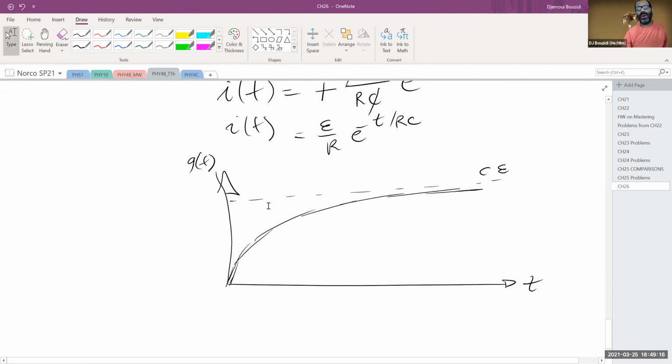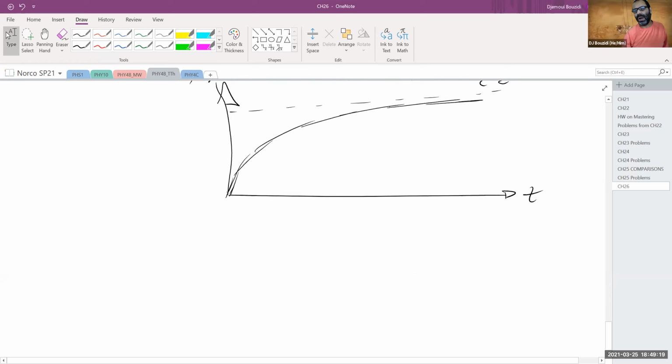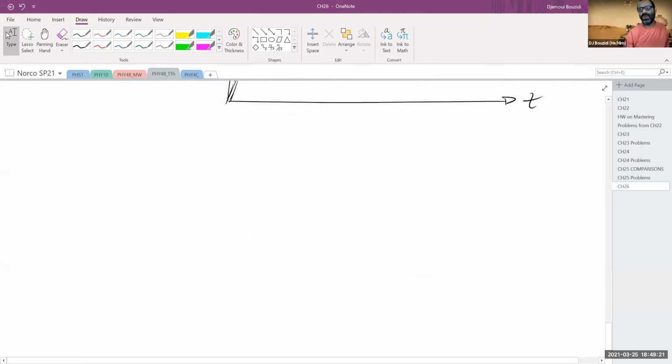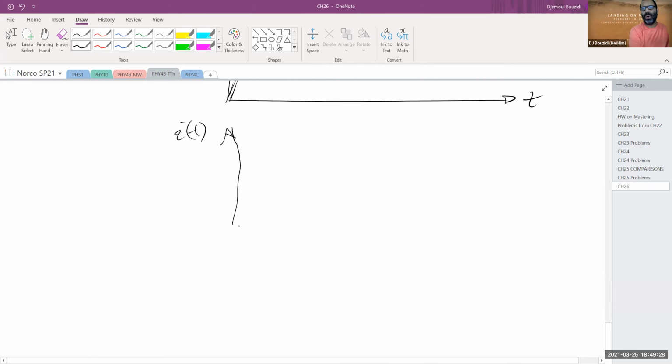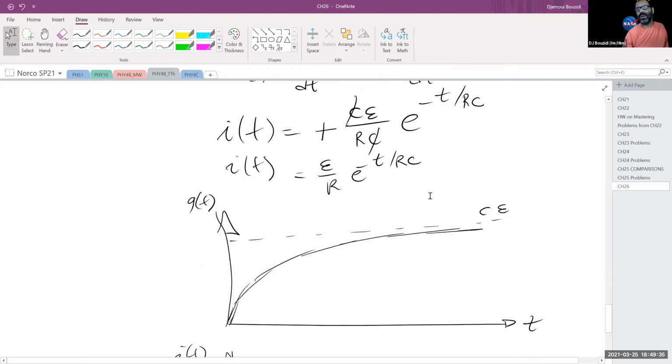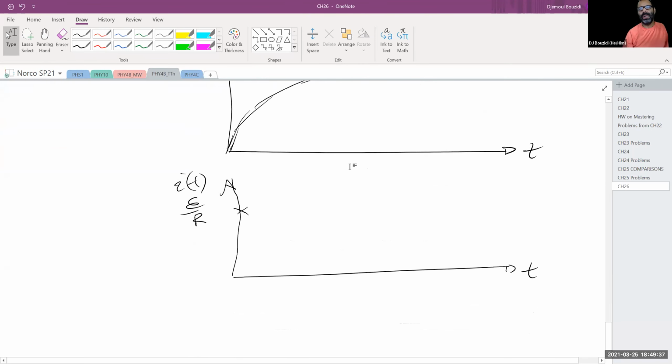Okay. The current, on the other hand, drops from an initial value down to 0 exponentially also. So the current, I as a function of time, also drops from this value, epsilon over R. That's how much it is when t equals 0, epsilon over R, down to 0 also. Because the capacitor now is getting more and more charge in it, and it's going to kill any current because it's fully charged now.